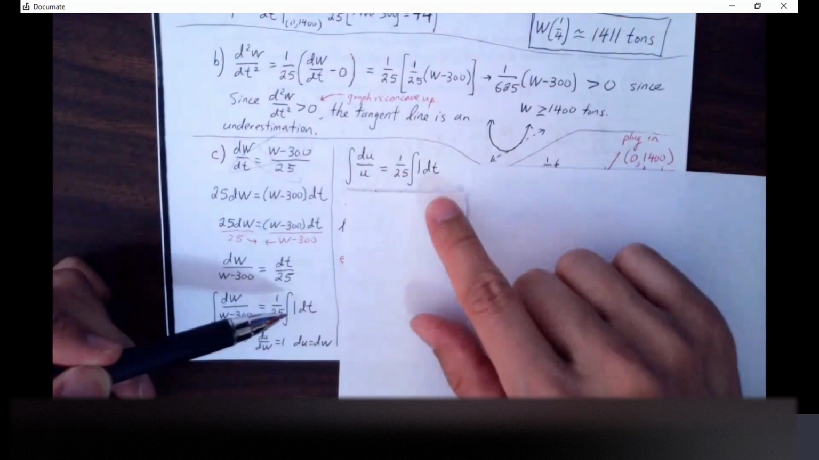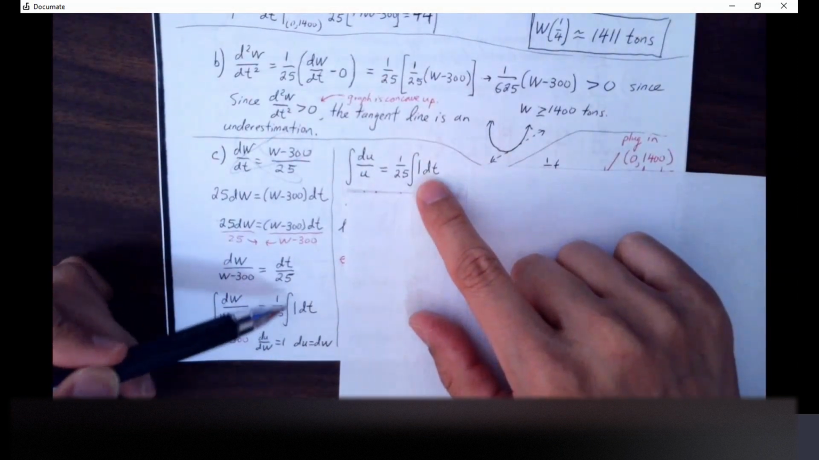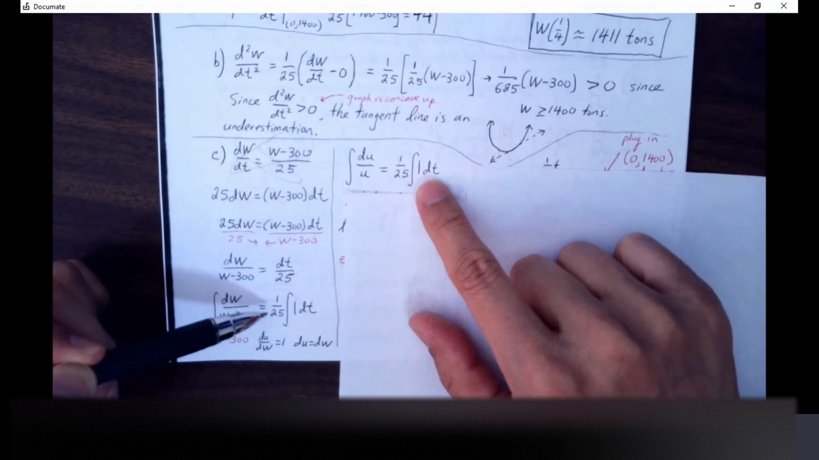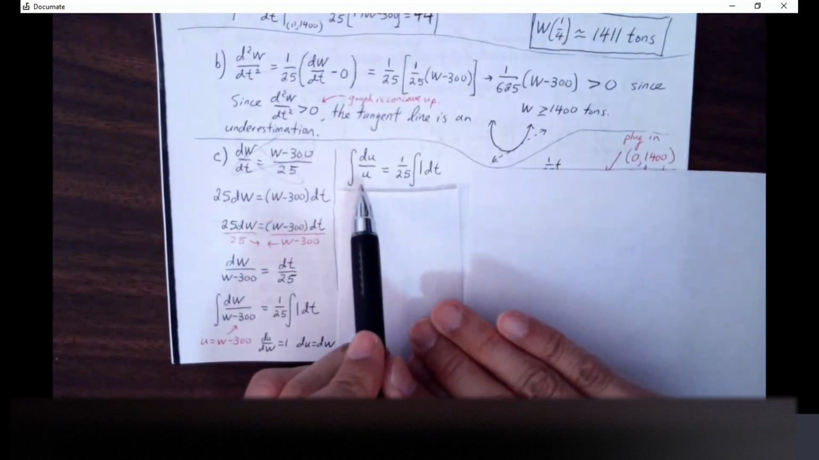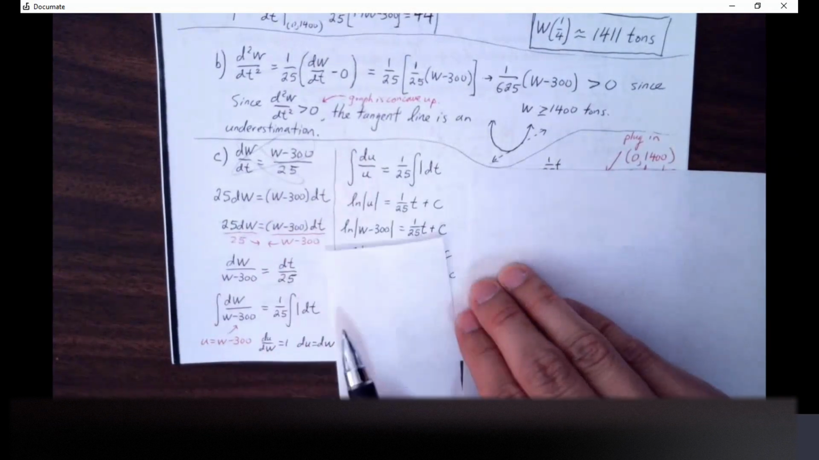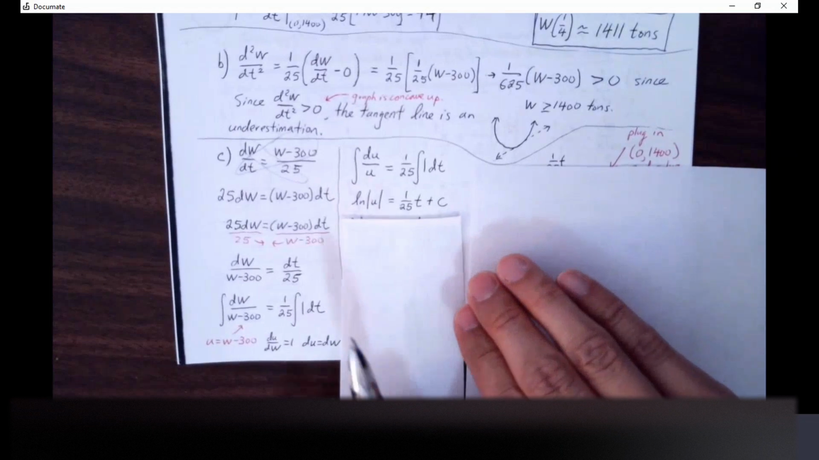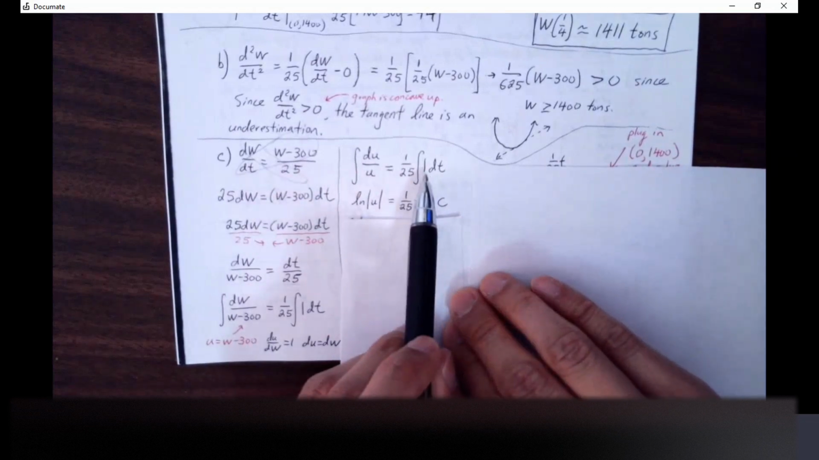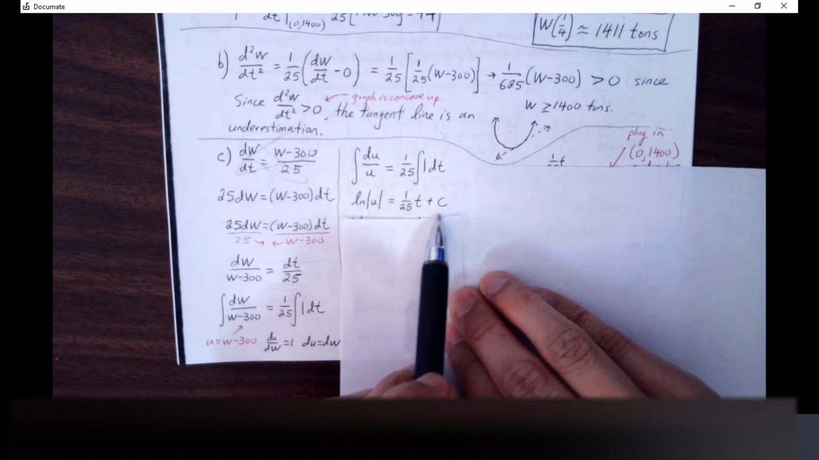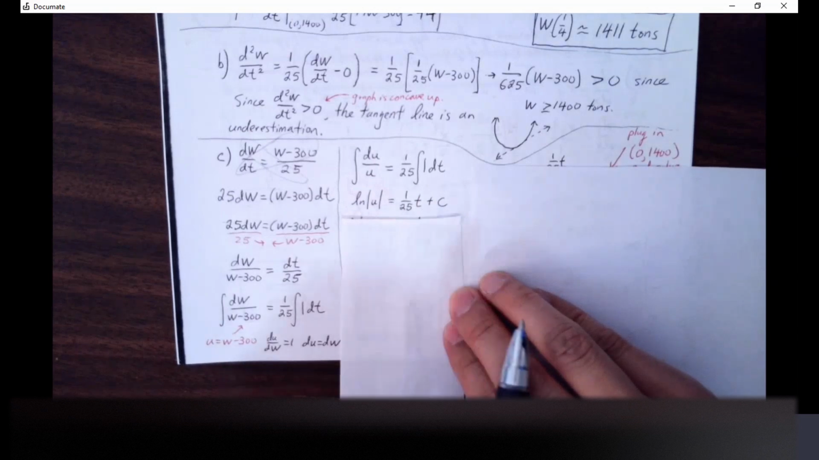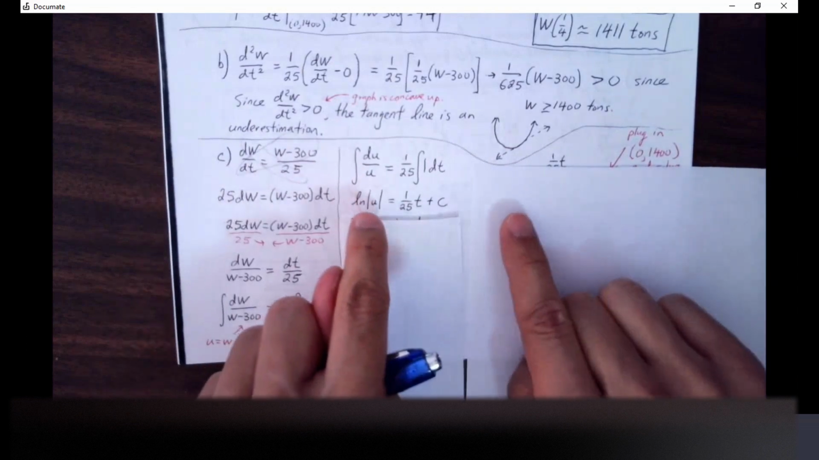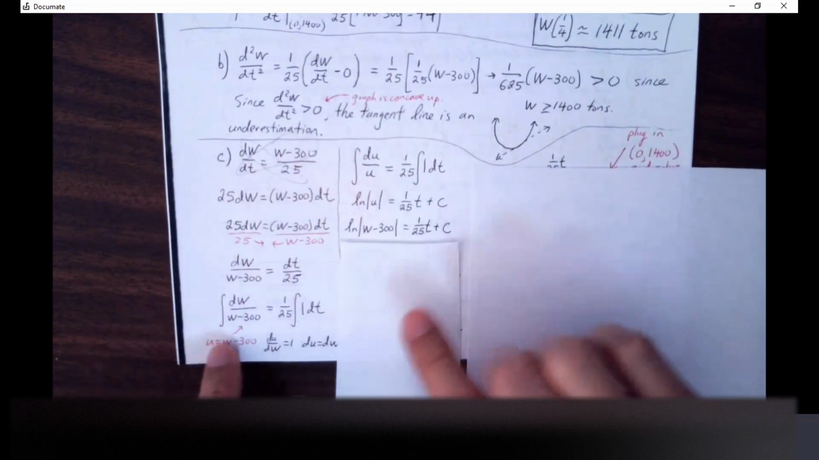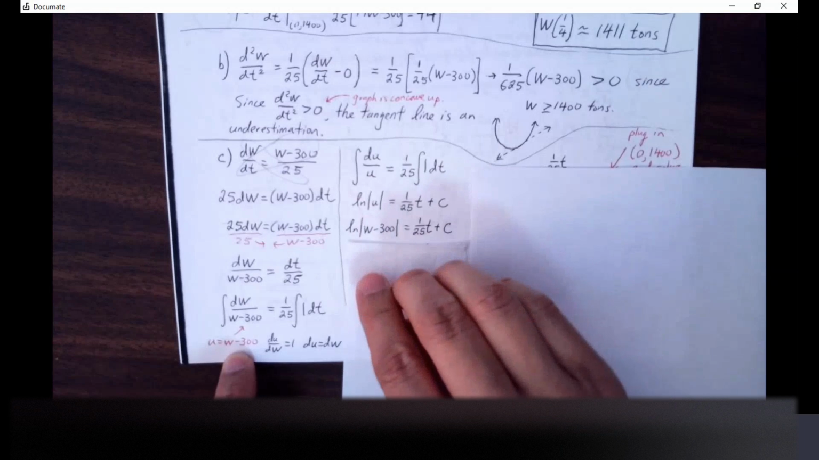Equals, and we know that eventually we can apply power rule. If I push that 1 over 25th out, we know eventually that's going to become t. So we're going to apply power rule on the right side, natural log on the left. So 1 over u du becomes natural log absolute value of u equals 1 over 25th integral of 1, which becomes t, and then we include the plus c on the right side. Okay. All right, we have the antiderivative. We're going to bring the u back in terms of the original variable. So replace u with w minus 300.